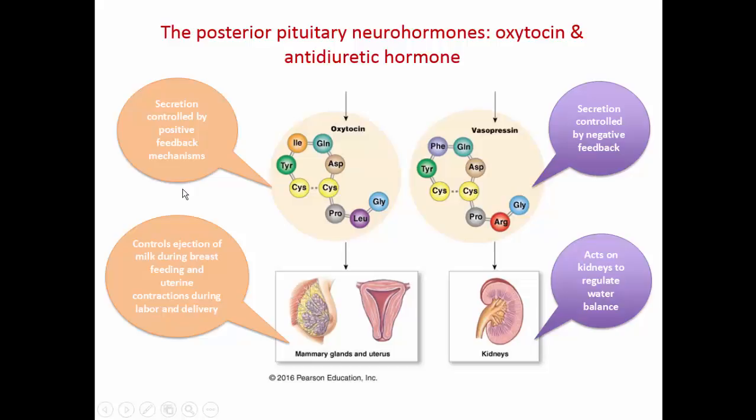Most hormone secretions are controlled by negative feedback mechanisms. So this means that oxytocin, once secreted, will trigger a positive feedback loop where more hormone is secreted. And what stops secretion of the hormone is either when the baby stops suckling during breastfeeding or after the birth of a baby. Antidiuretic hormone, or vasopressin, acts on the kidneys to regulate water balance, and its secretion is controlled by negative feedback.